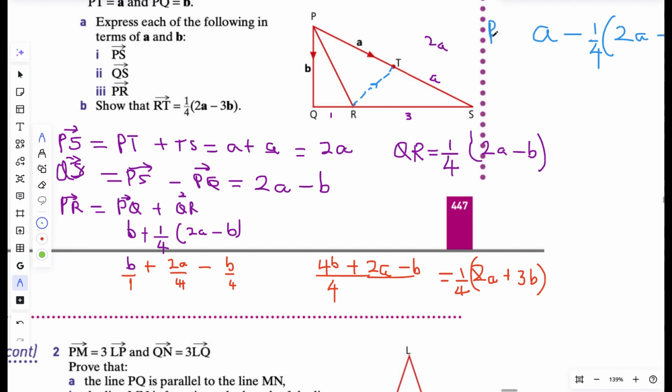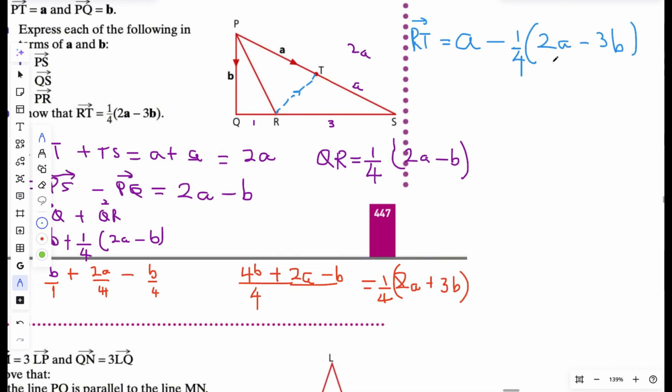So RT is equal to what? This RT is equal to this minus this. Or we can say PR minus PA. We could have written that one first, but it doesn't matter. We'll see to the end.